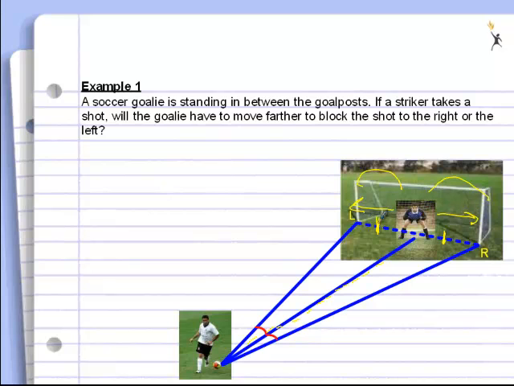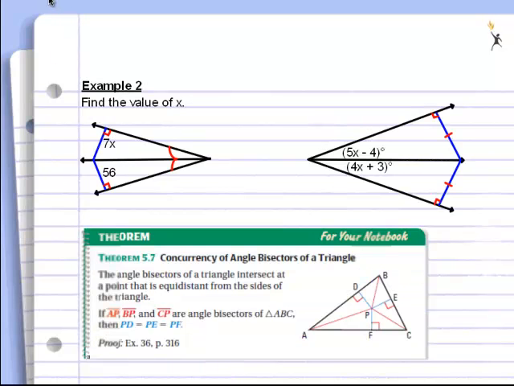Because he's in the middle, because both of these are the same distance, that striker, that offensive guy, if he takes a shot, it's the same distance to either side. Not too tough. That's a real life example of an angle bisector anyway.